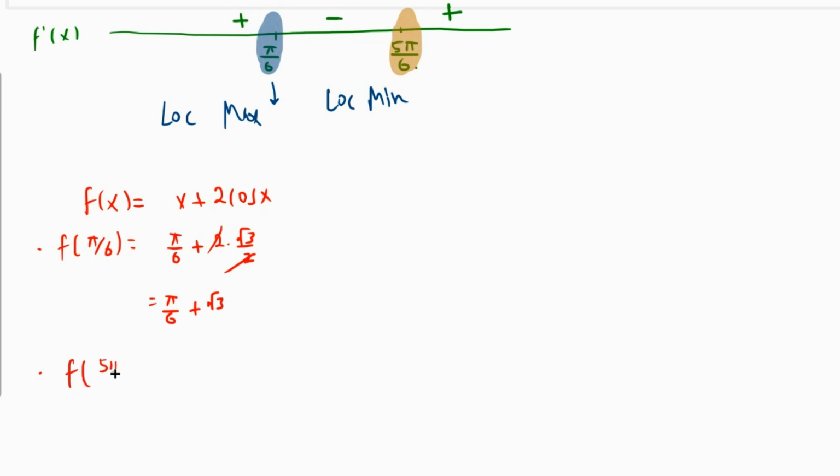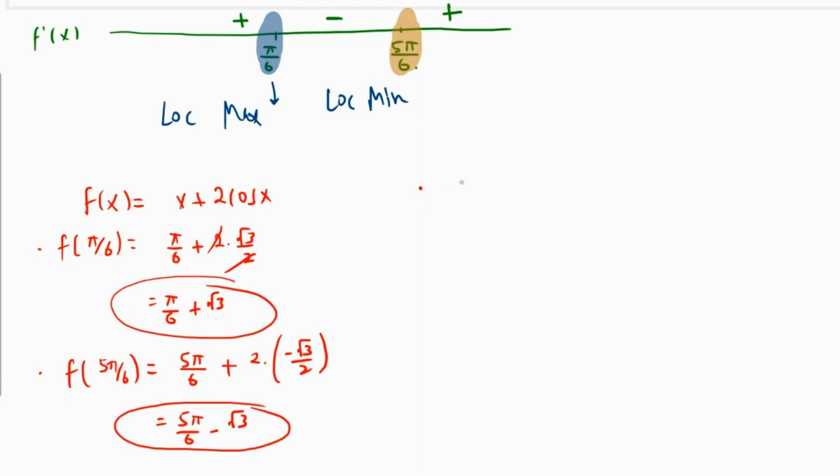f of 5 pi over 6 will be 5 pi over 6 plus 2 times cos of 5 pi over 6. 5 pi over 6 is in quadrant 2, and in quadrant 2 cos is negative. And we already have the reference value over here, which is root 3 over 2. So that's going to be negative root 3 over 2. So that will be 5 pi over 6 minus root 3.